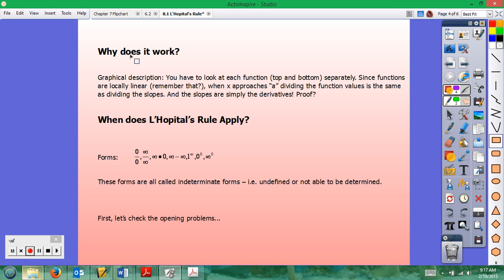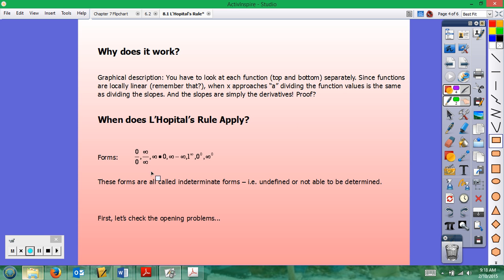Okay, so why does it work? You can look into this a little bit more, but here's sort of the graphical description of what's happening. Think about that idea of local linearity: when you zoom in on a curve, you basically see a line. So when we're getting in towards that point, dividing the function values is the same as dividing the slopes. And then, of course, slopes are simply derivatives. You can look maybe a little more in depth at the book. In class, maybe we'll look at a proof.